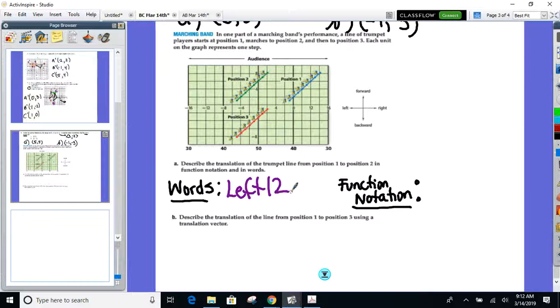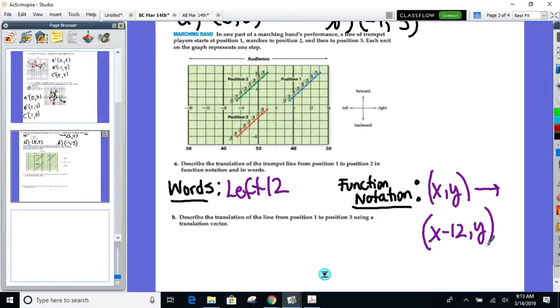All right, function notation. If you look back at the beginning, you're telling me (x, y) becomes, with the arrow. How do I say left 12? (x - 12), and is there anything I need to do with the y? I didn't go up or down. You can leave it y. You can put y plus 0, y minus 0, whatever floats your boat. All right, but just leave it as y because I didn't move.